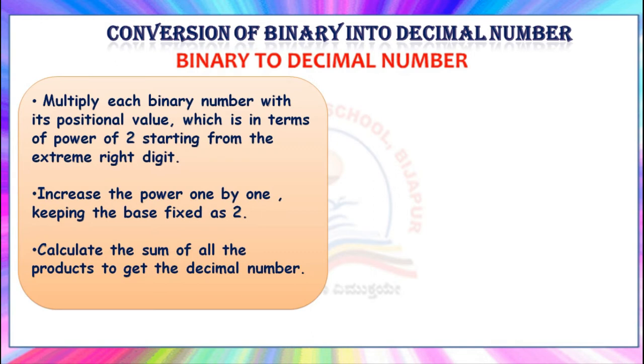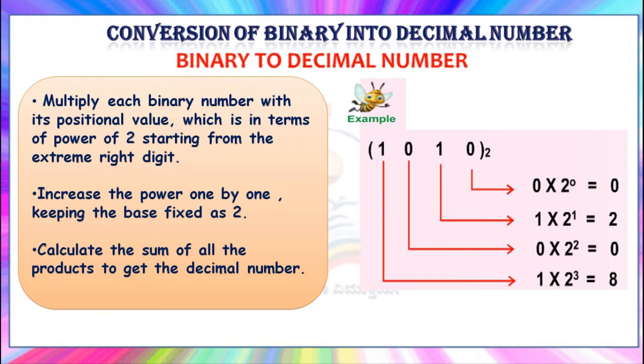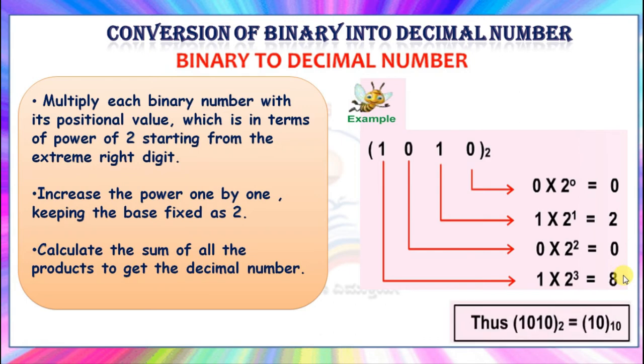Children, let us see one example. Here the binary number is 1010. What is the first step, children? Multiply each binary digit with its positional value, which is in terms of power of 2, starting from the extreme right digit. Here it is the right digit and the power of this digit is 0. Increase the power 1 by 1, keeping the base value 2. Now calculate the sum of all the products to get the decimal number. Thus, 1010 is equal to 10.